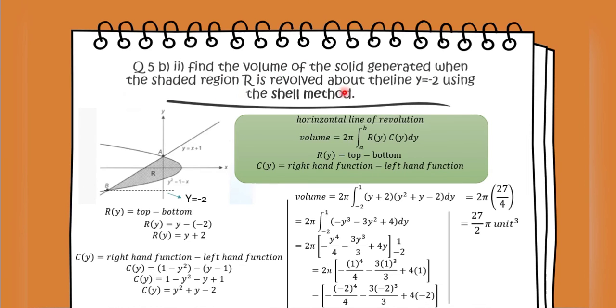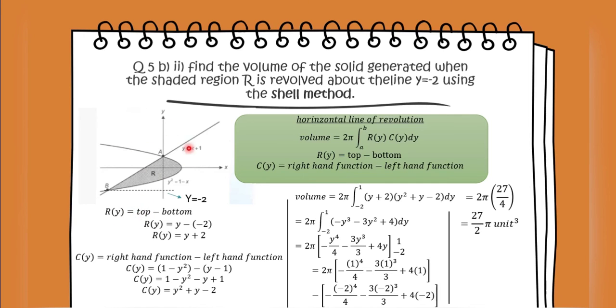So this is the formula of the volume by using the shell method: 2 pi integrate r(y) c(y) dy. So how do you find the value of r(y)? Top minus bottom, and c(y) is right hand function minus left hand function. So the first one is r(y). So what is the equation of top?